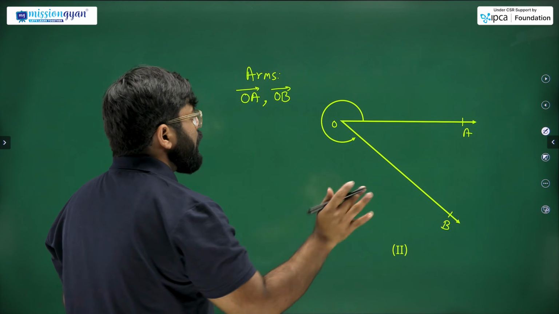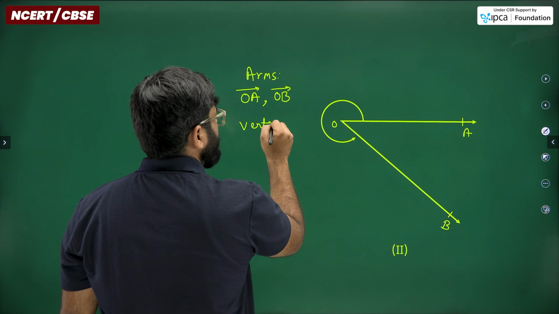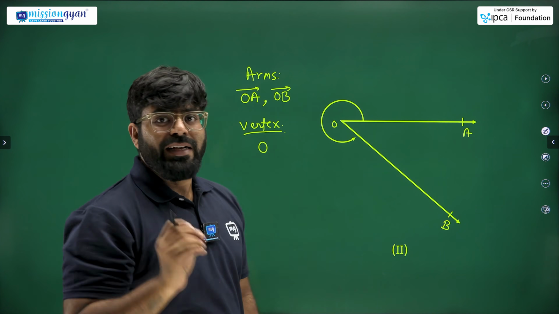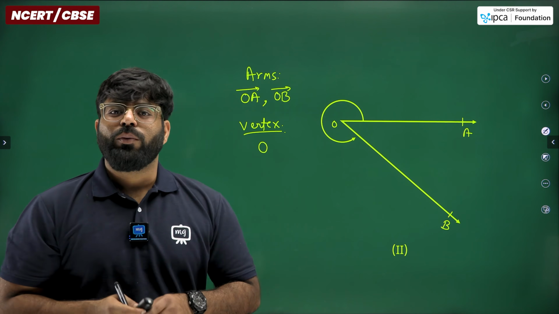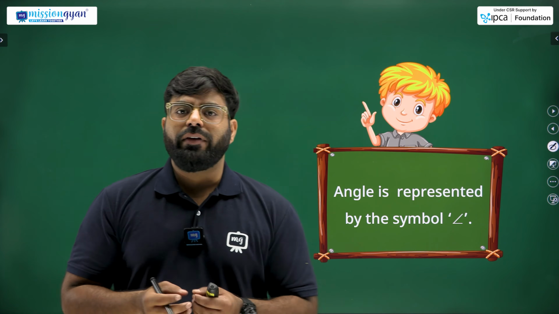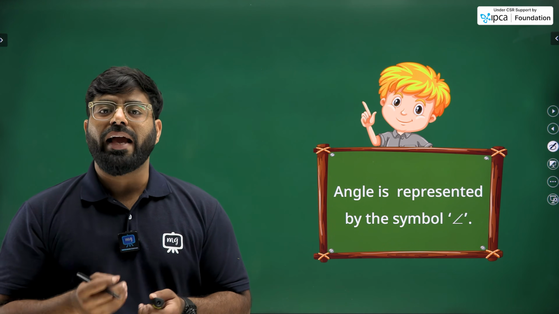Is that clear? Now the question was asking which is the vertex. So let's take the vertex. The vertex we have is vertex O, because we know that the place where two rays meet and form an angle is called the vertex. Is that clear? Now what we have to check is how the angles are named, how we will name the angles.